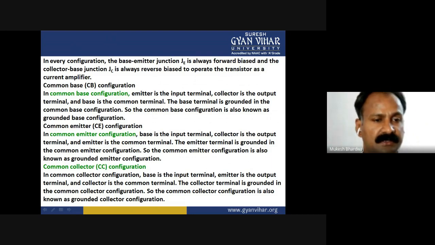Common emitter configuration: base is the input terminal, collector is the output terminal and the emitter is the common terminal. The emitter terminal is grounded, so it is also known as the grounded emitter configuration. Common collector configuration: base is the input terminal, emitter is the output terminal, and the collector is the common terminal. The collector terminal is grounded, so it is also known as the grounded collector configuration.